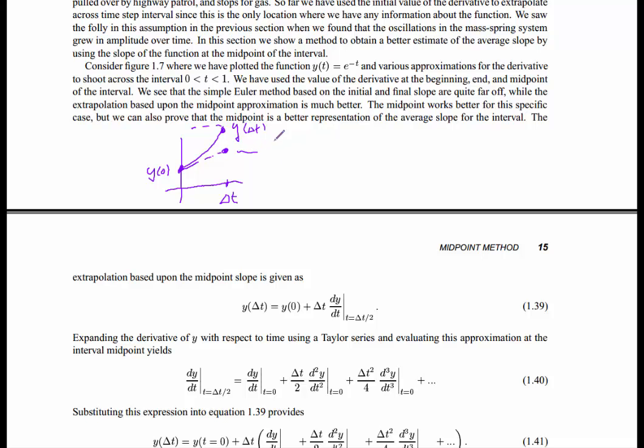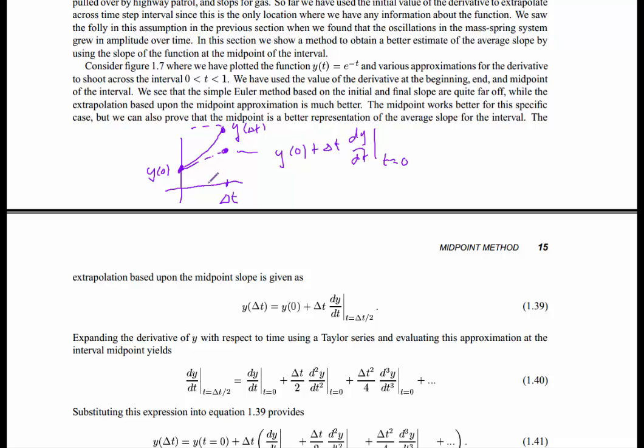Okay, this here is going to be y of 0 plus delta t times dy dt evaluated at t equals 0. And that's Euler's method. You take the tangent line, continue it out to delta t, and that's your estimate of y of delta t. Now you can see that if you have considerable curvature, that it's not a very good approximation.